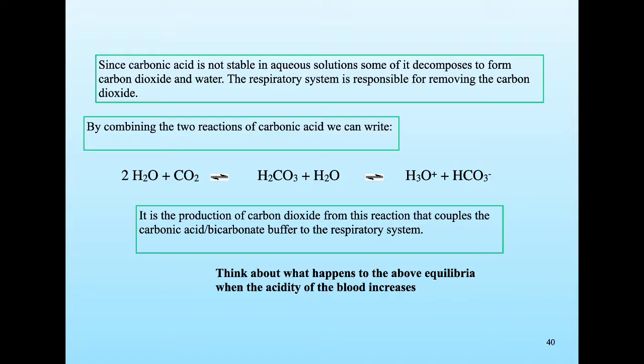Now, think about what happens to the above equilibria when the acidity of blood increases. So something happens in your body, you do some exercise, and your body produces lactic acid. So it increases the concentration of the oxonium ions. That swings that equilibrium to the center, producing more carbonic acid, and more carbonic acid would swing that equilibrium to the left, producing more carbon dioxide, which you can get rid of through the lungs. So your body has this process of getting rid of the acids it produces through carbon dioxide expelled through your mouth, your nose. Okay, isn't that amazing?